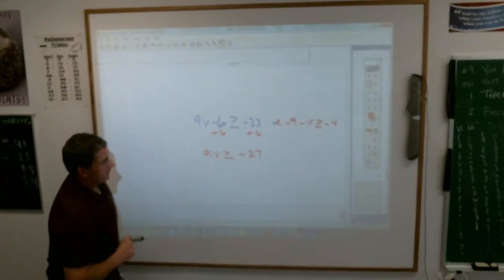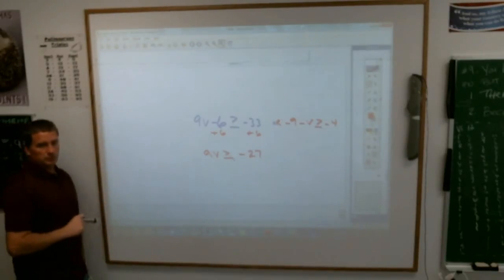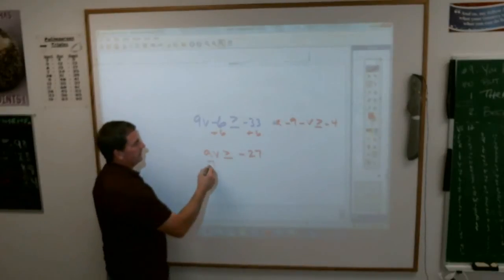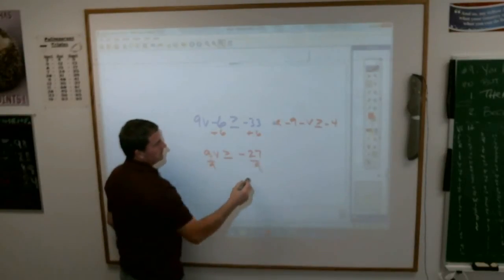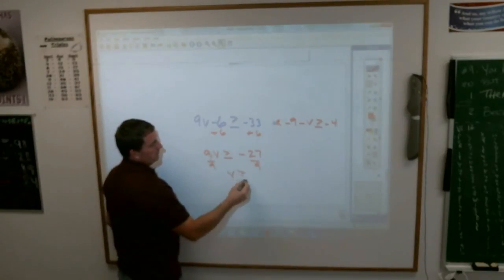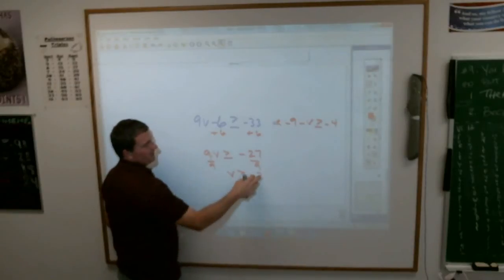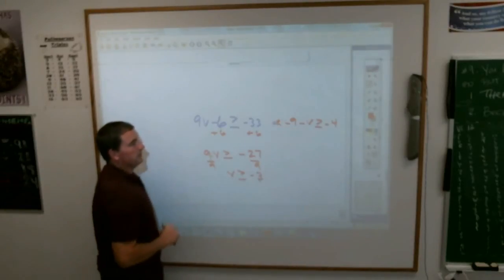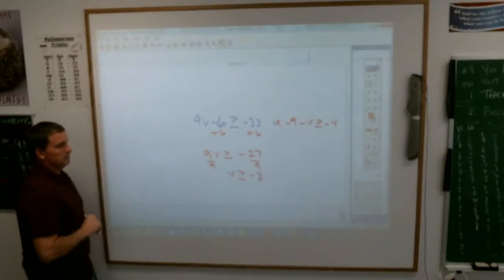Now how do I solve that for the letter V? Going to divide by 9, correct? Divide by 9. So V is greater than or equal to negative 3. It's okay to have negatives over there. It's only when the V is negative. Now comes the uh-oh part.